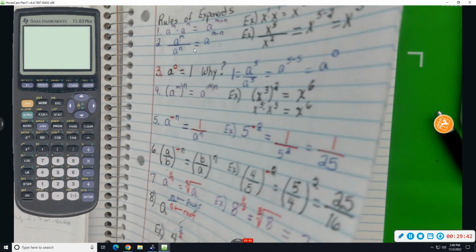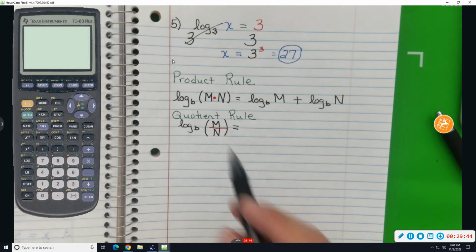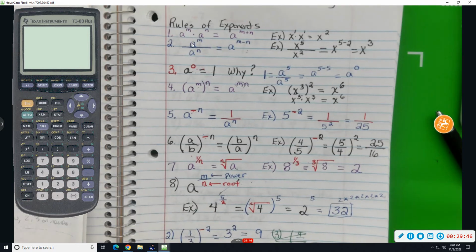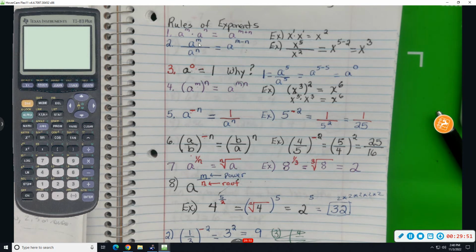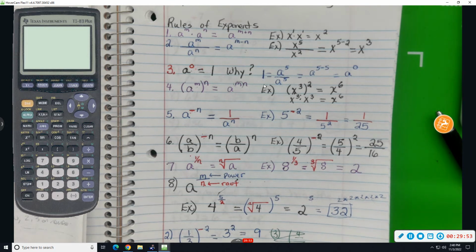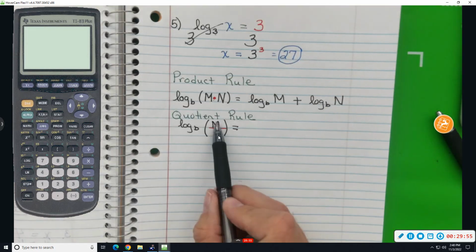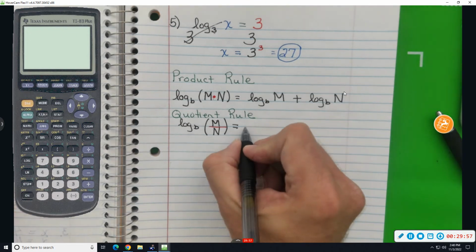With the quotient rule of exponents, when you're dividing the bases, you subtract the powers. Dividing the bases, subtract the exponents. Over here, dividing the argument, subtract the logarithms.